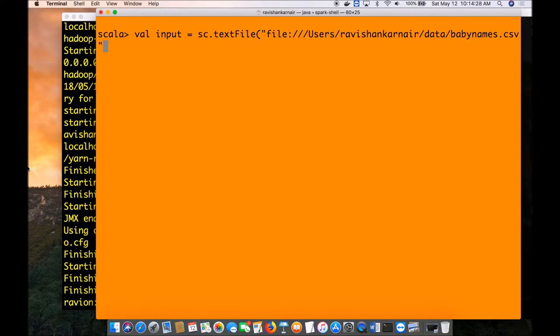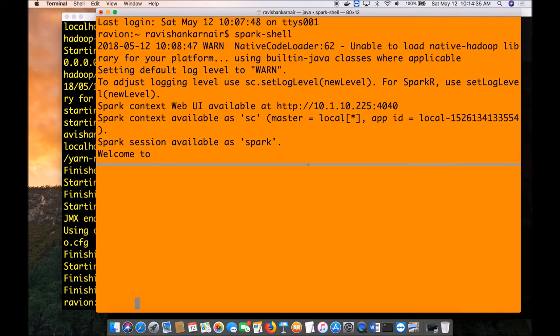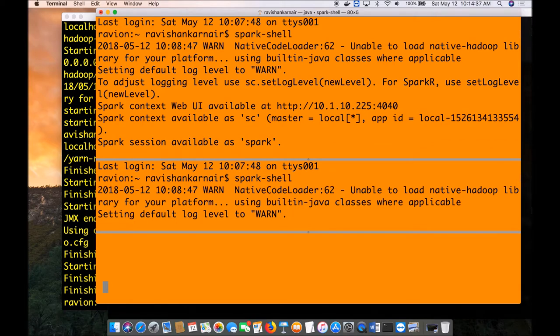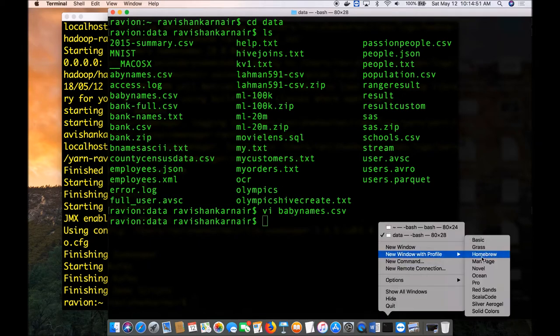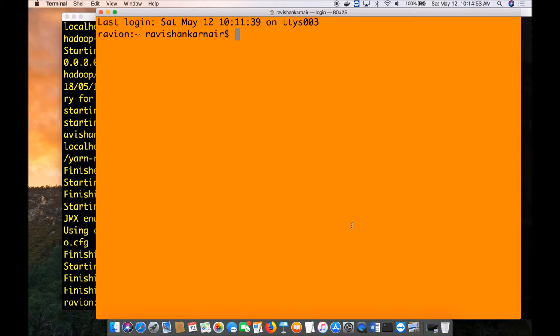Let me copy this line. And I am going to exit. How will you exit the Scala prompt? Control D. So, I exited it, just for showing you one thing more. I am going to start Spark Shell again.